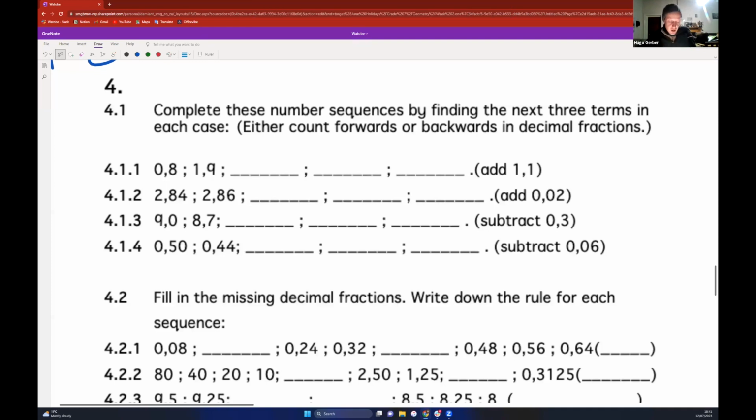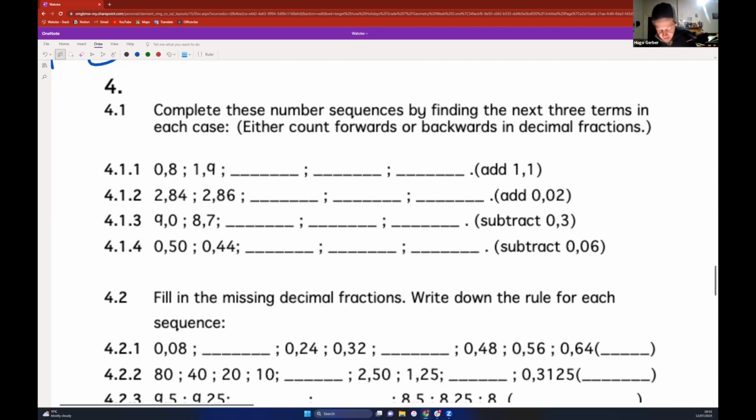Okay, Tara Jane, you are unmuted. You want to help me out? I'm not sure if it's correct, but I'll try. Let's see. The first one I got 2,10. 2,10. Okay.